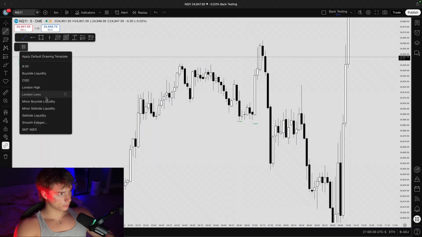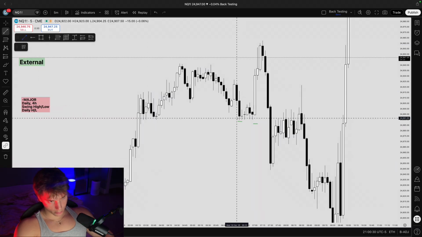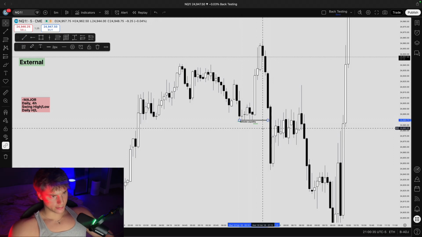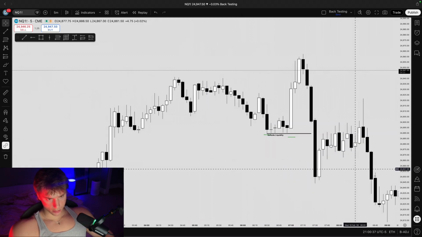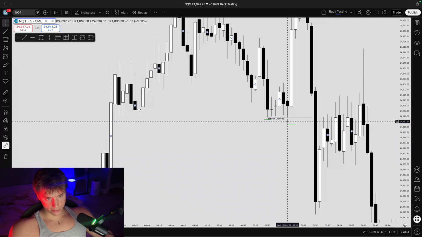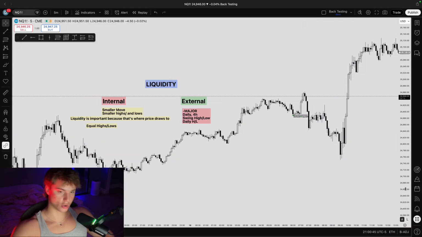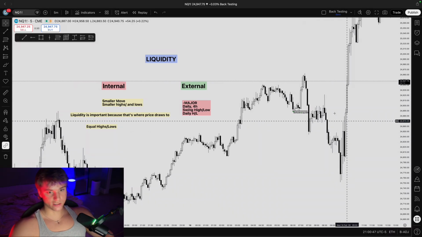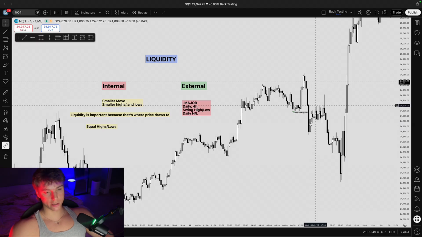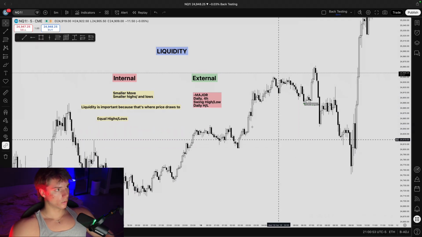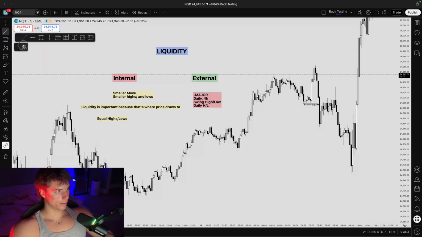So, you go, sell side liquidity, put it on this low, and you see how they are pretty much equally low. That is going to be a strong price, price is going to draw there. See how price just ran straight through it, straight to it? That is because it is a strong low. What else do you see down here, right?